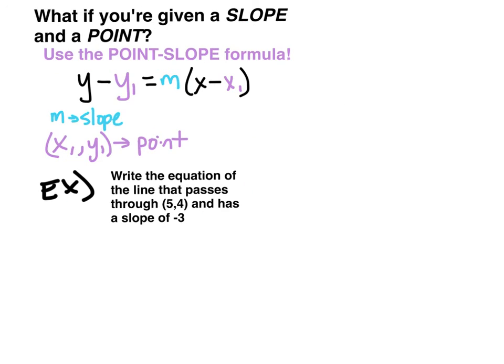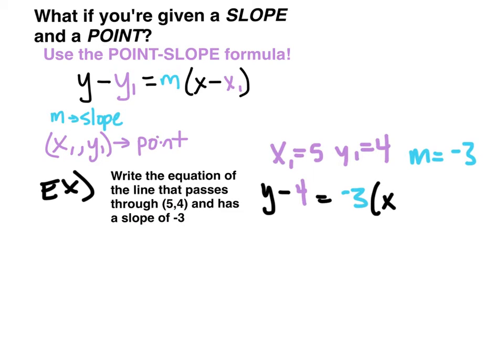Well, let's try an example. We're going to write the equation of the line that passes through 5, 4, and has a slope of -3. So let's define our variables real quick. 5, 4, that's our x1 and y1. So x1 is 5, y1 is 4, and the slope is -3. So now I just plug all this stuff into the formula. Y minus y1 is equal to our m times x minus the x1.